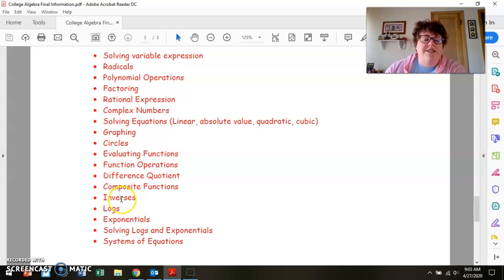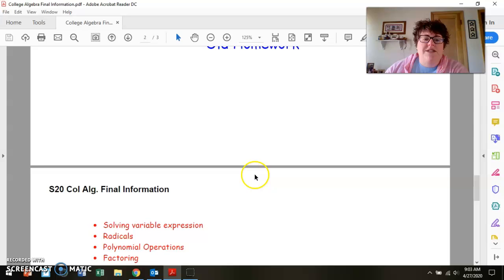Chapter 4 is inverses, logs, and exponentials. And 6.1 is systems of equations. There is not anything on there from 3.5, the graphing of rational functions. So you can expect that. Again, this is just the review of what to expect on the final.